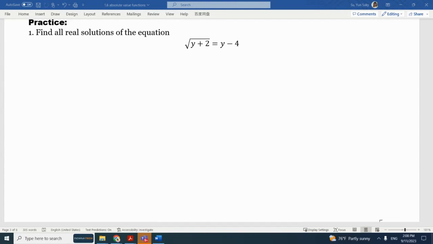So square both sides. On your left-hand side, do you see square root and square cancel? Yes, everybody? So we get y plus 2. On the right-hand side, what is y minus 4 squared? Y squared minus 16?